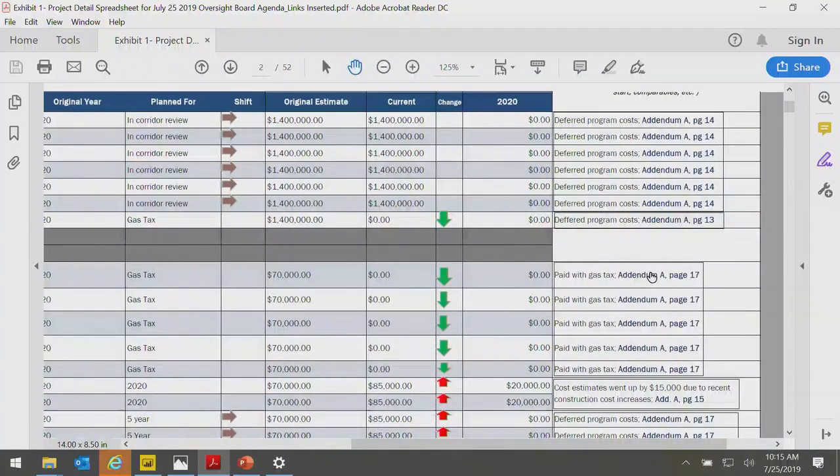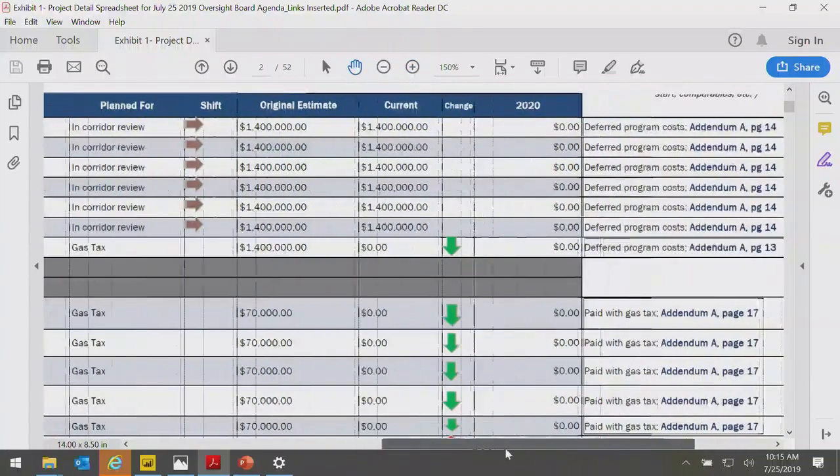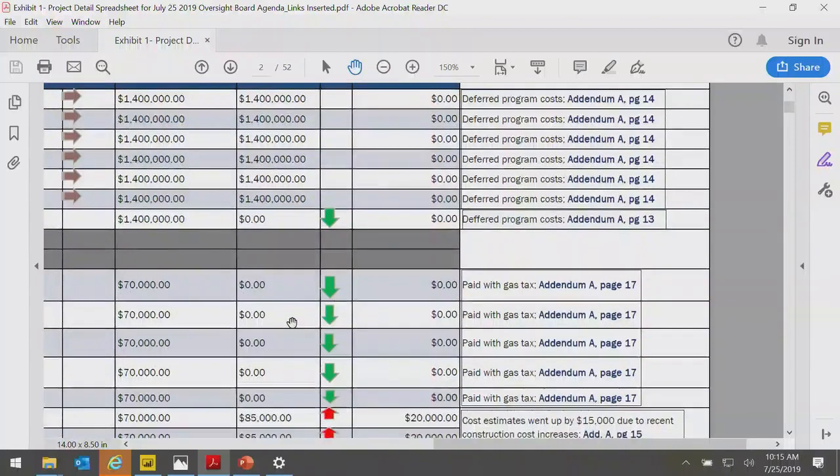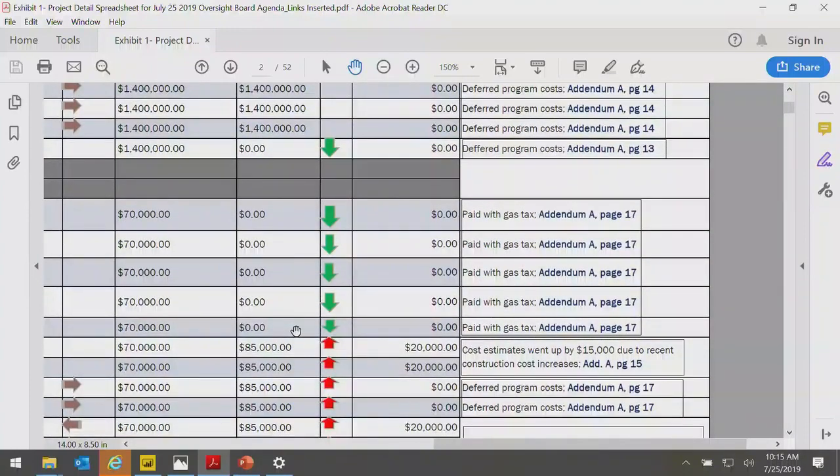So what you see here is that for those projects, under the current estimate, the current estimate is actually 0 because they've already been funded with an alternative, different source. And then, of course, we won't be asking for any funding from the Oversight Board to approve on those projects. So I just want to highlight that.